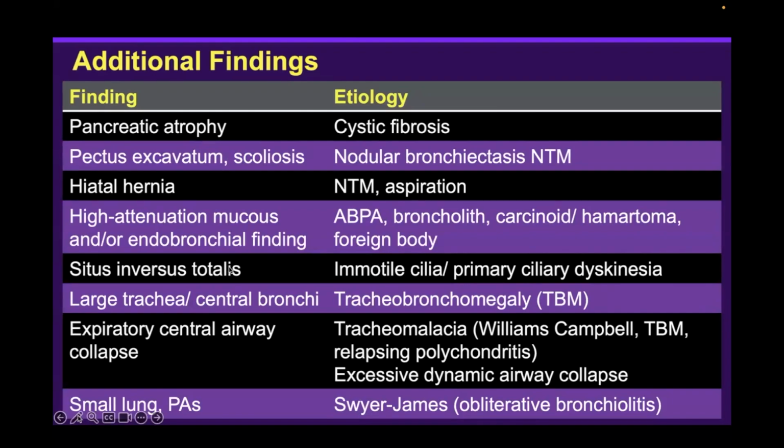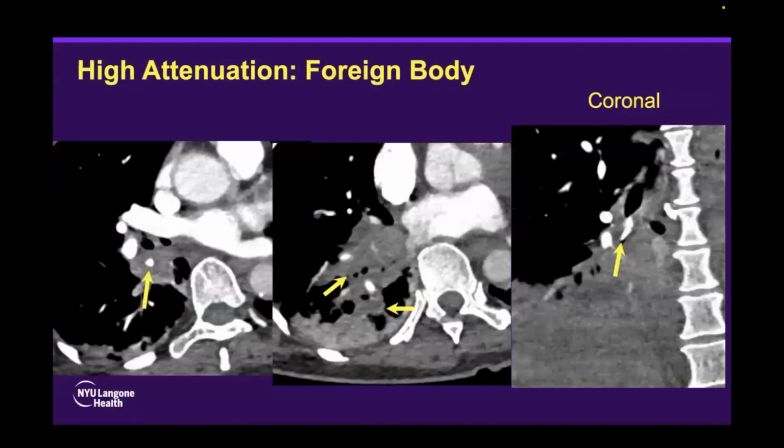Situs inversus totalis is described in primary ciliary dyskinesia, but is not seen in all cases. A large airway may bring up the diagnosis of tracheobronchomegaly. There's expiratory central airway collapse, which can lead to recurrent bronchiectasis, and small lungs and pulmonary arteries may indicate an infection at an early age, and obliterative bronchiolitis, termed Swyer-James.